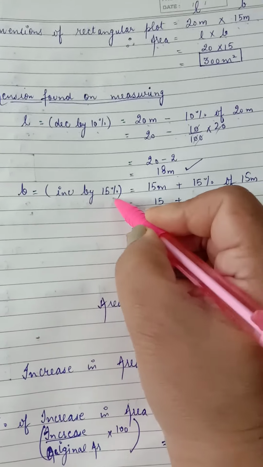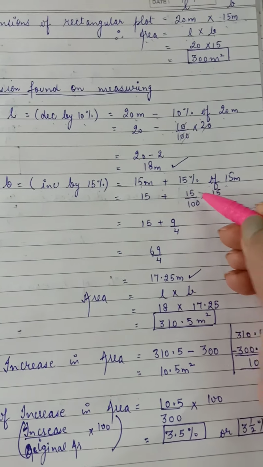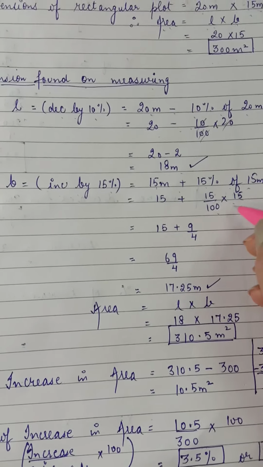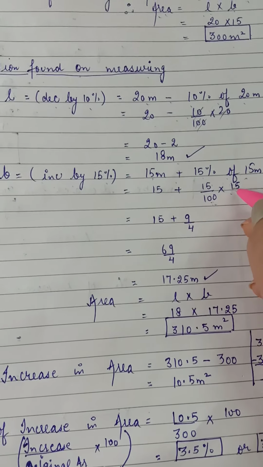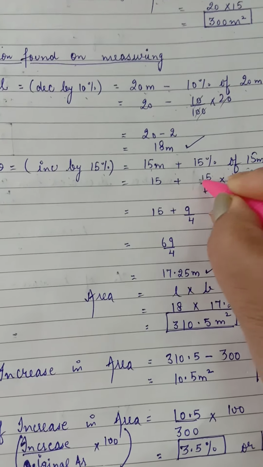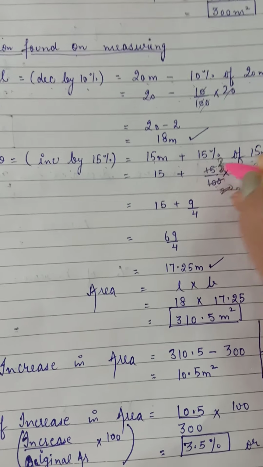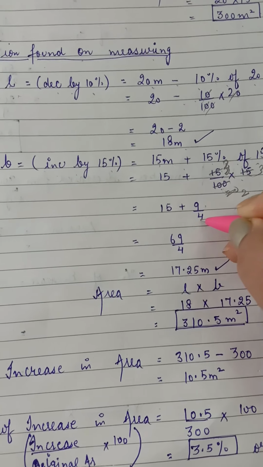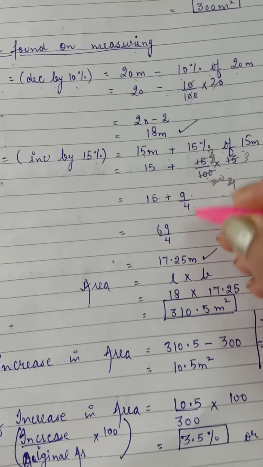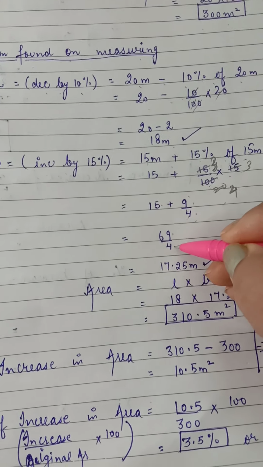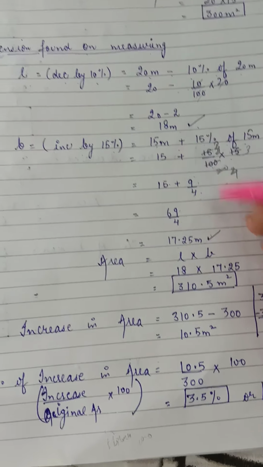Breadth increased by 15%. Breadth was 15. Increase means adding 15% of 15 meters. 15 by 100 into 15. If you want to cut, you can cut. Otherwise, you can keep it in terms of x also, with base as 100. 5 3s are 15 and 5 20s are 100, so 3 by 20 into 15 gives 3 times 3 is 9 and the denominator is 4. So 15 plus 9 upon 4. Taking the LCM, you will get 69 upon 4, and in decimal terms, it's 17.25 meters. So that's the length. This is the breadth.